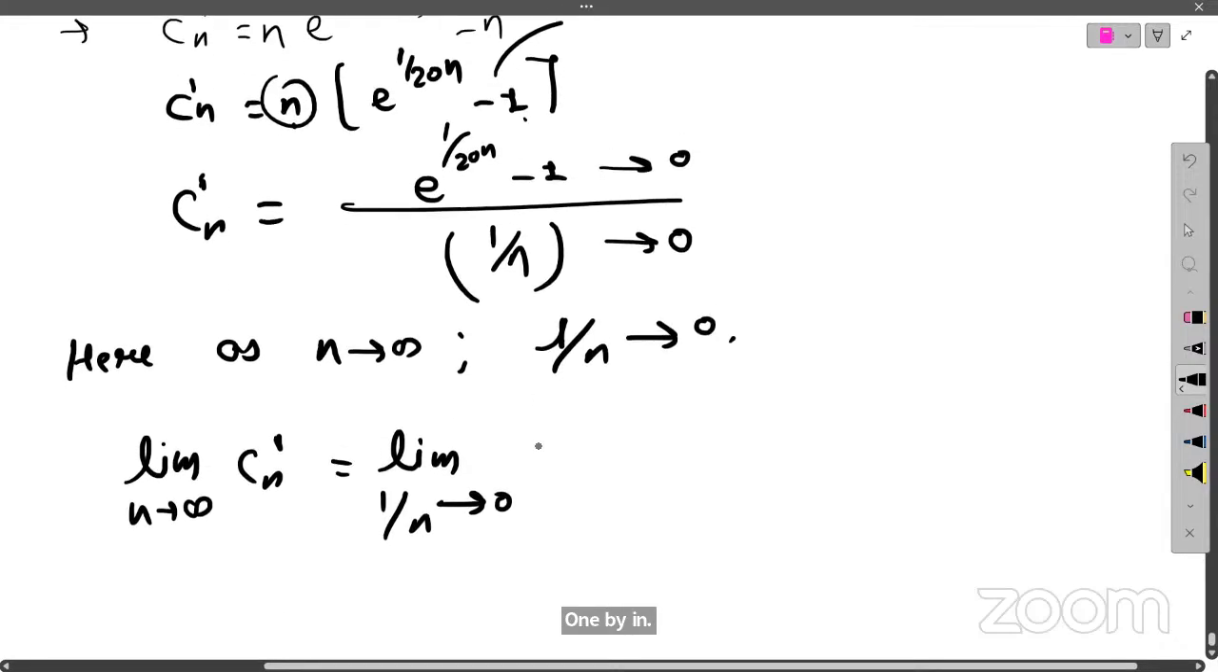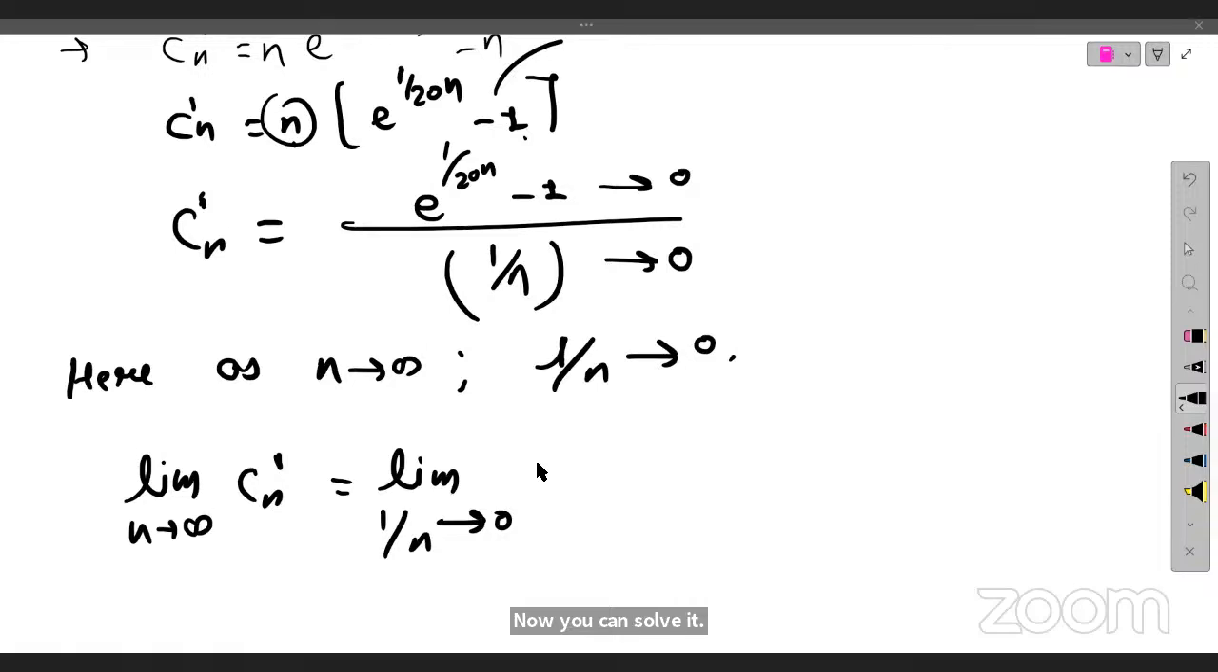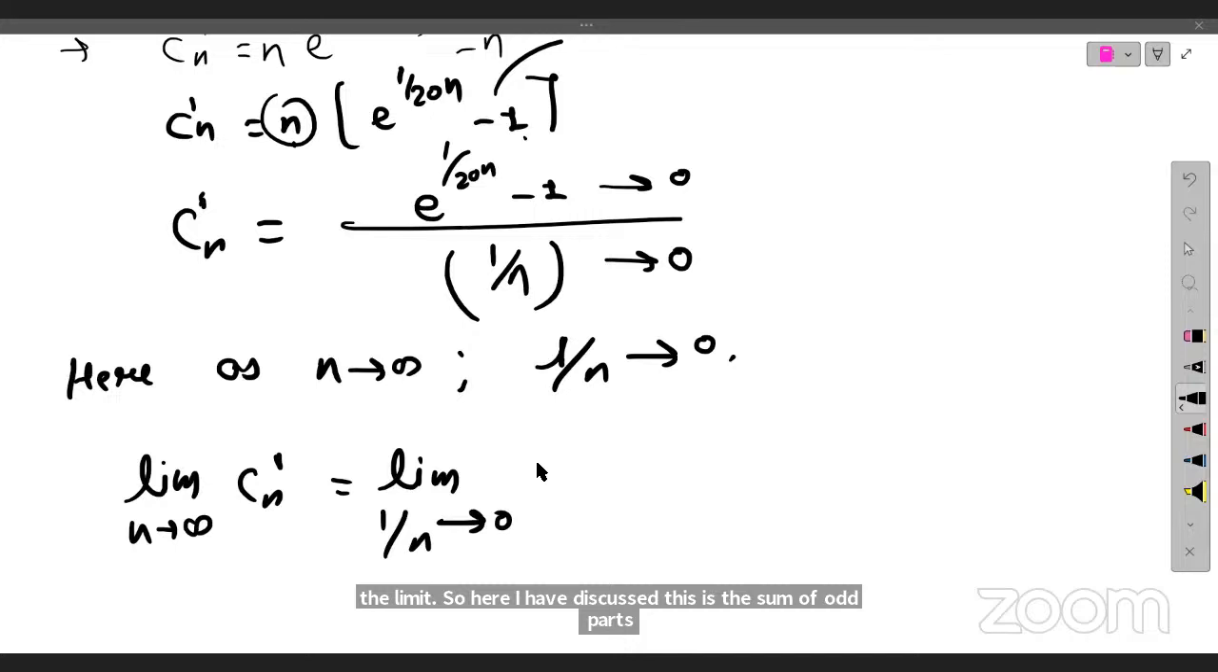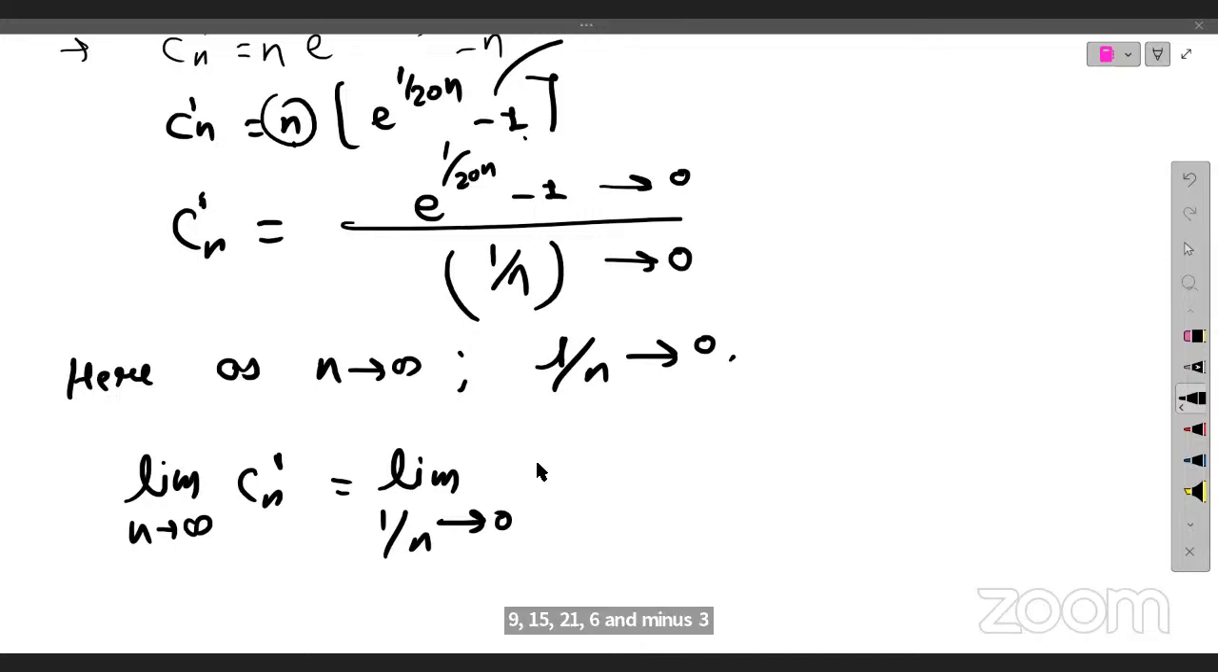Ma'am, last, question number 6 of the same graded assignment. Number 6: find the limit. I have discussed this; I guess this is the sum of odd parts. So wait a minute. 9, 15, 21, 6 and minus 3.